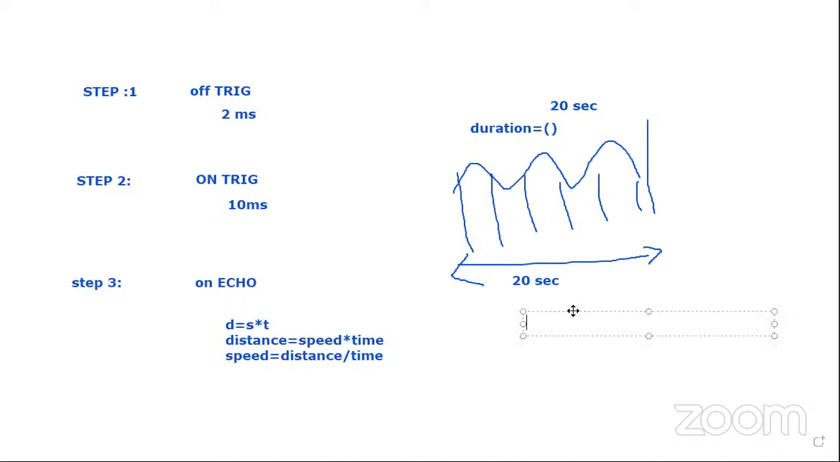Now see, students, suppose 20 seconds you are getting. This is the time. And what is the speed of the wave? Speed of sound wave in the air is 330 meters per second. So based on that, you need to calculate D equal to S into T. If you do that, then automatically you will get the distance. You just need to multiply with the sound wave speed.